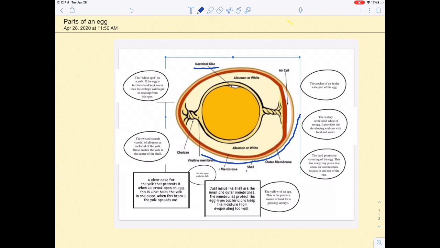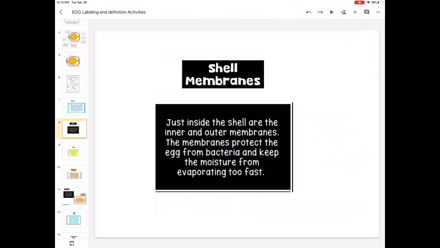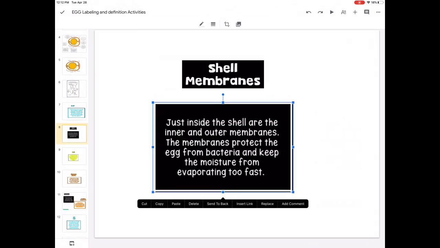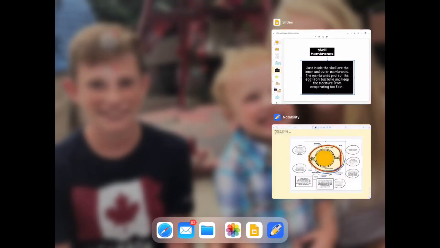Well, right inside the shell, I see something called an outer membrane and an inner membrane. Those are sort of the two layers that felt like wallpaper right on the inside of the egg when I cracked it earlier. So the outer membrane and the inner membrane can be defined like this. The shell membranes just inside the shell are the inner and outer membranes. The membranes protect the egg from bacteria and keep the moisture from evaporating too fast.